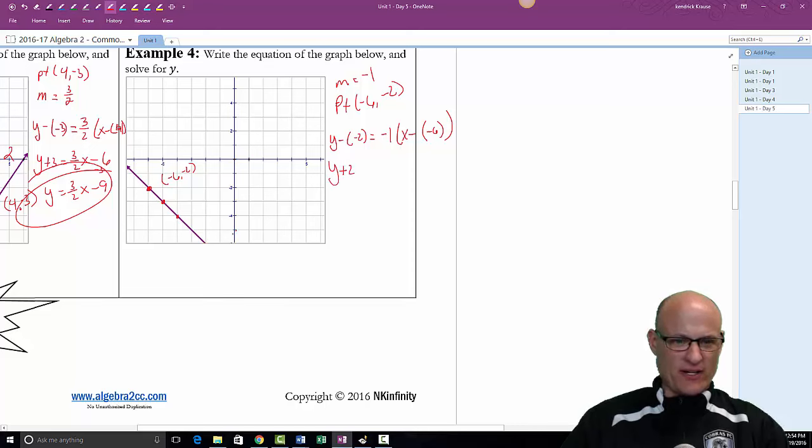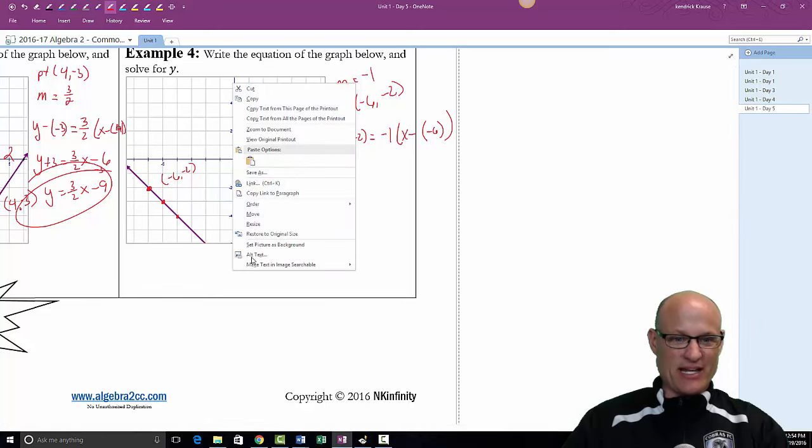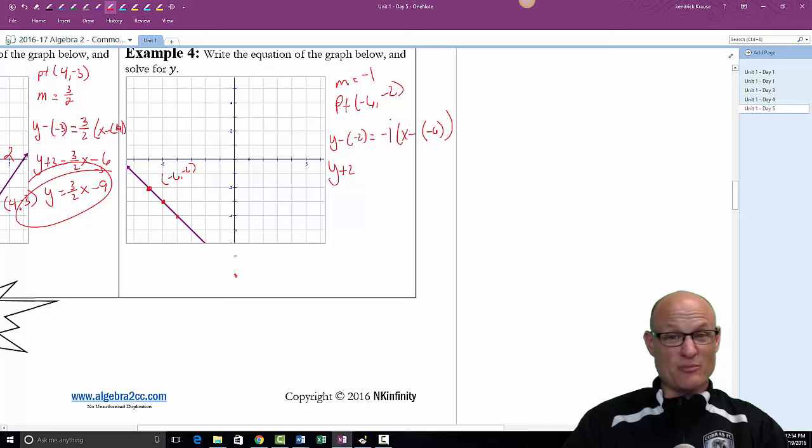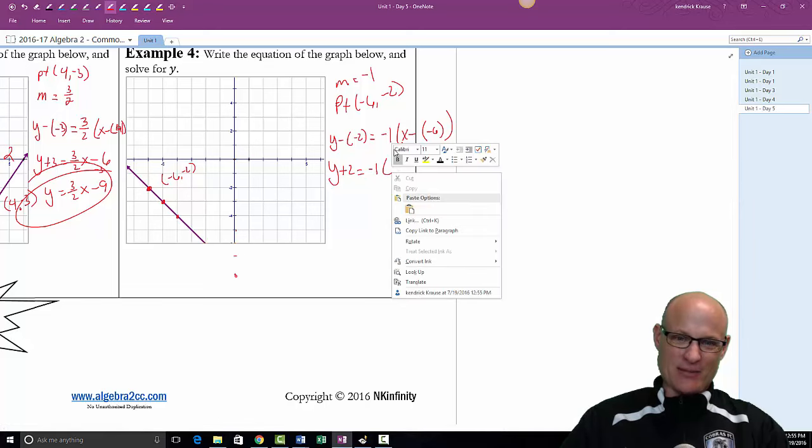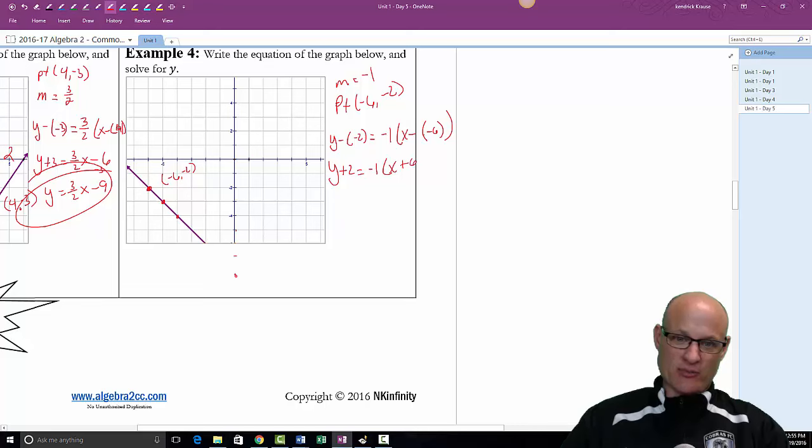By the way, my answer should be somewhere down here, like negative 8. Not sure, but it should be close. y plus 2 is equal to negative x plus, oh, wait a second, skipping steps here. I'm going to do negative 1 times x plus 6, because this became a plus here. So what I end up with is y plus 2 equals negative x minus 6. Subtract 2 and I get y equals negative x minus 8.